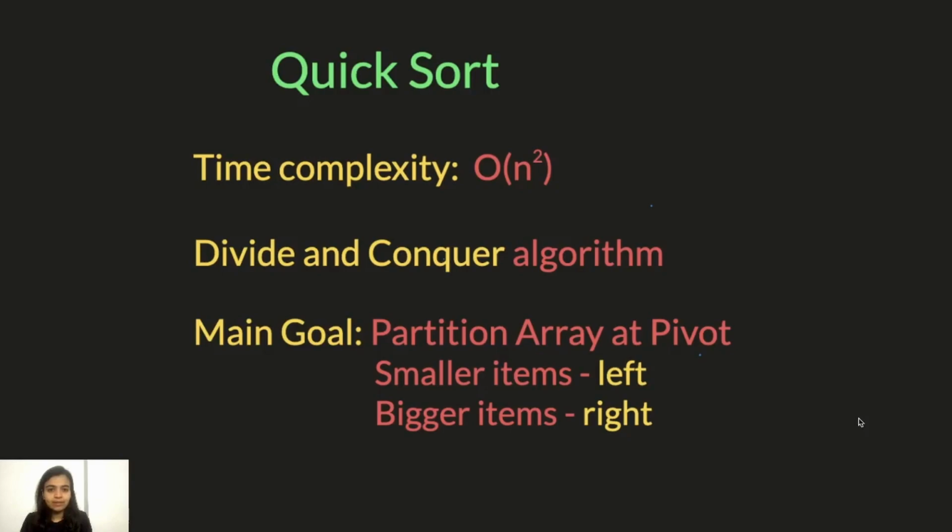There are a few things that we need to know about quicksort. First of all, the time complexity of quicksort is big O of n square. The quicksort algorithm works on the divide and conquer technique, same as the merge sort algorithm.